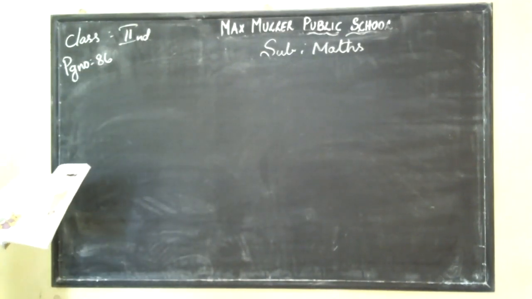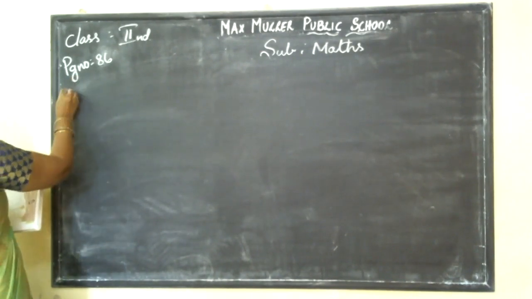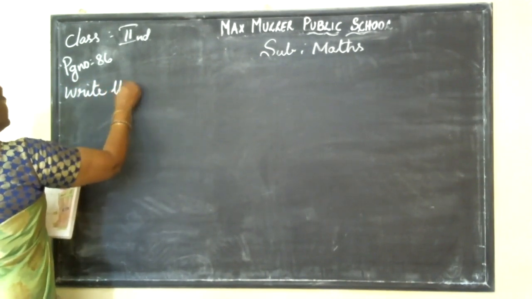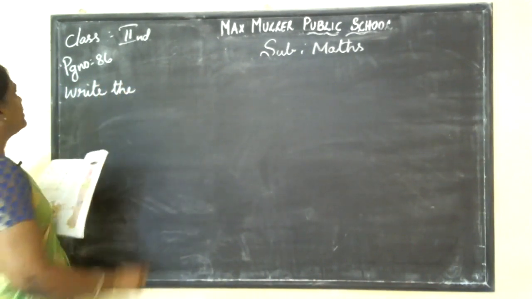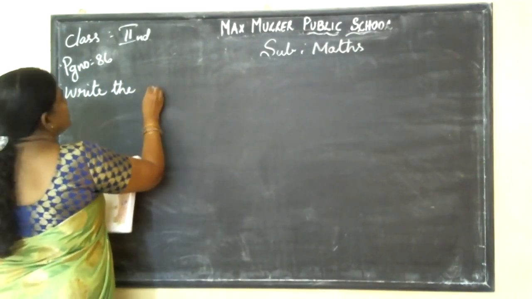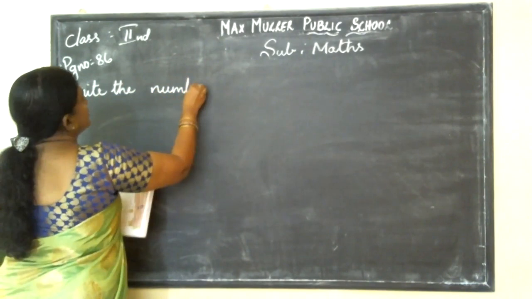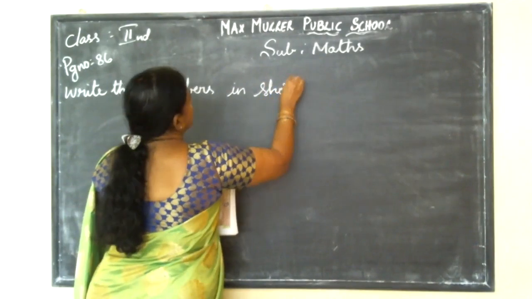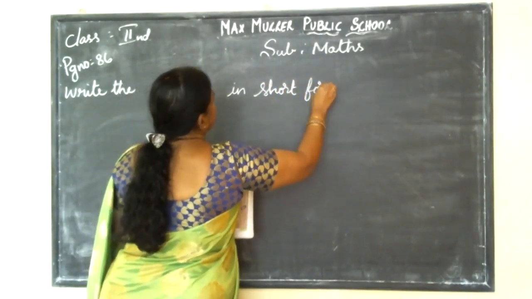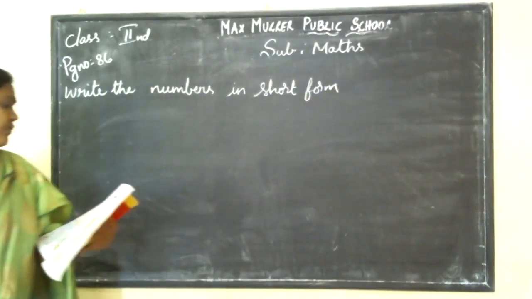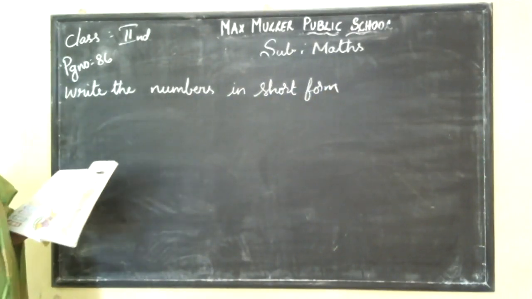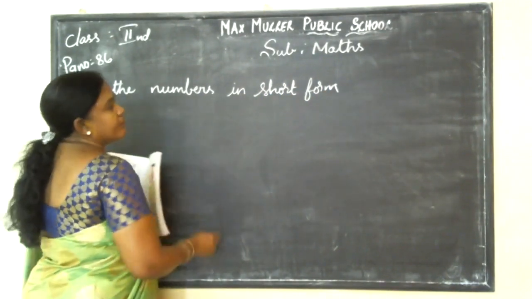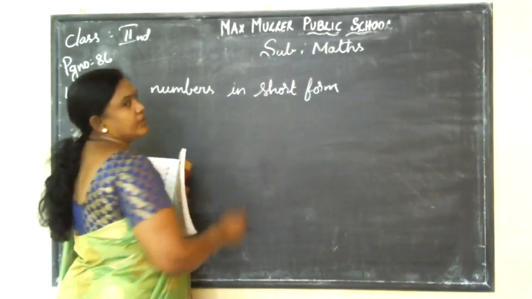Now write the numbers in short form. Page number 86. Write the numbers. Where do we start now? There you want to write the date. Write the numbers in short form. When we add the expanded form, we get the short form of a number. See, they have given the expanded form. If we add those numbers, we will get the short form. Understood?